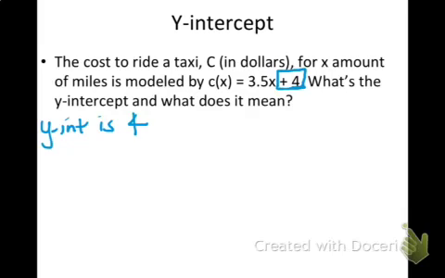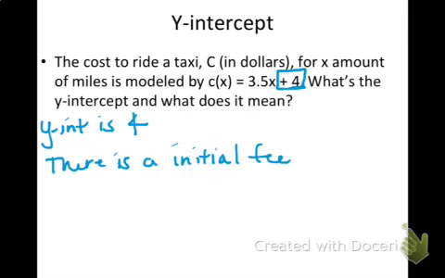So what this means is that there is an initial fee of $4 to ride the taxi.